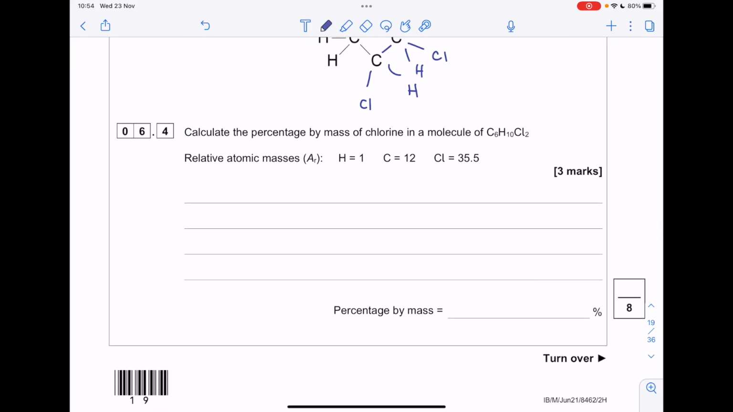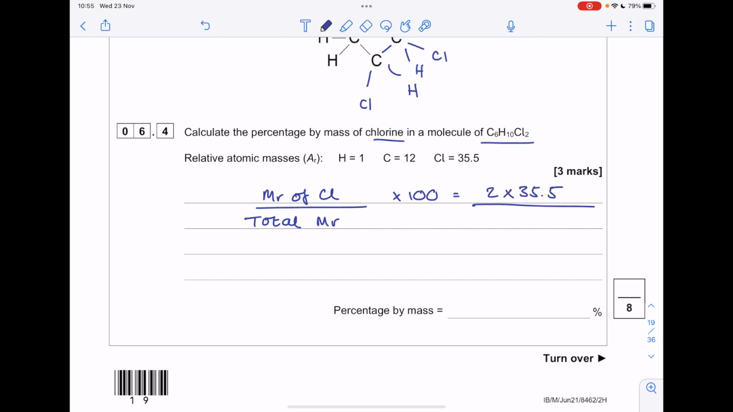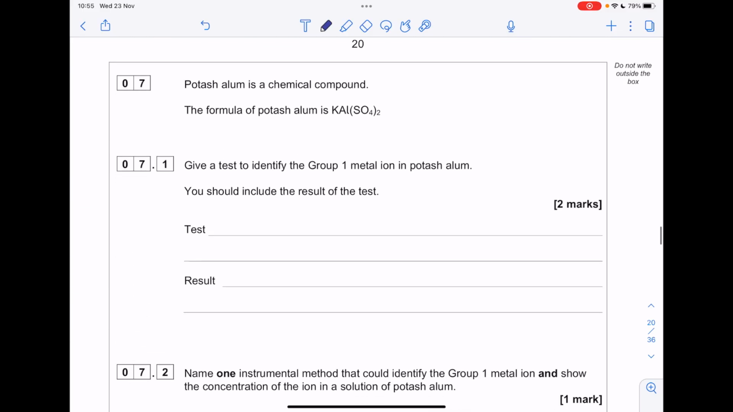Calculate the percentage by mass of chlorine in the molecule of this. So we do the Mr of chlorine over the total Mr of the compound times by 100. So we have 2 lots of chlorine, so 2 lots of 35.5. Let's work out the total Mr of C6H10Cl2. So your calculation becomes 71 over 153 times by 100 to get 46.4% as your answer.